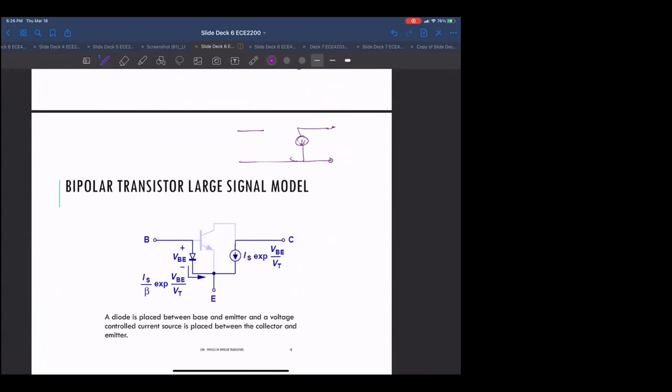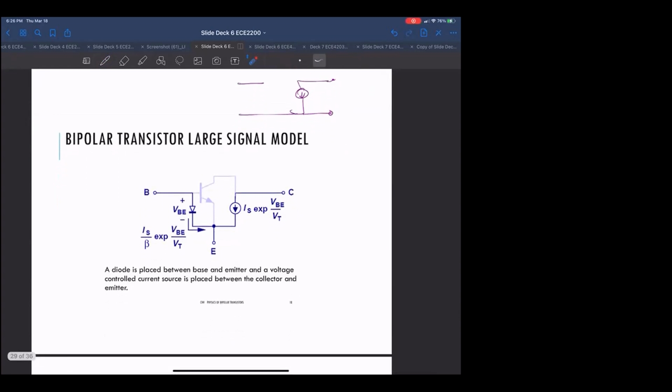We had a current source here, and we didn't have anything here because we were ignoring the base current. Now we're drawing a diode between the base and the emitter, and the current of that diode is I sub S over beta.